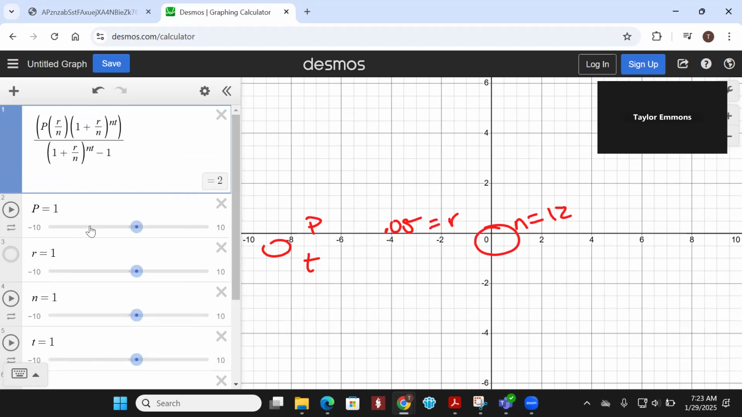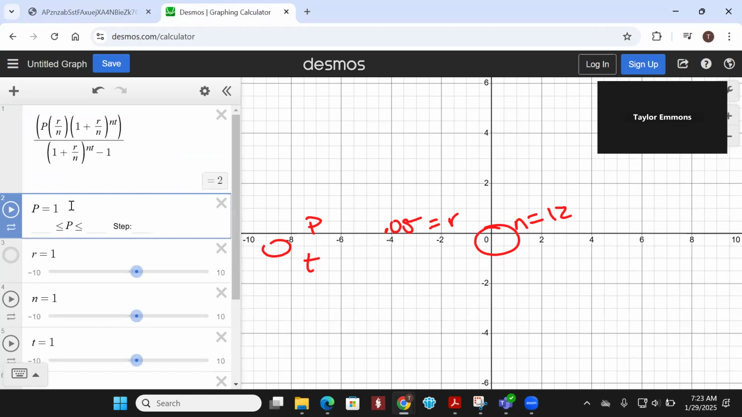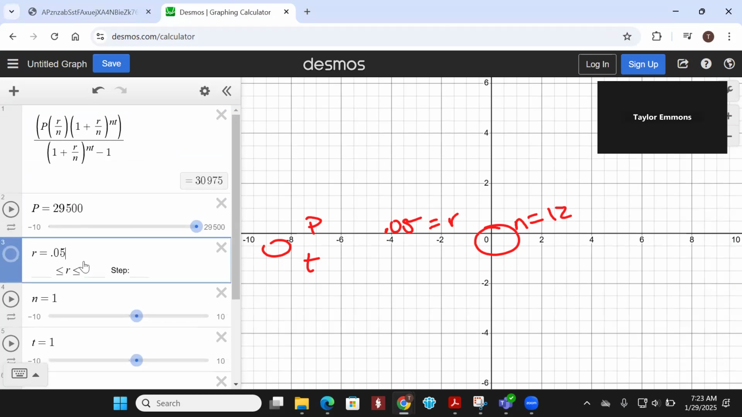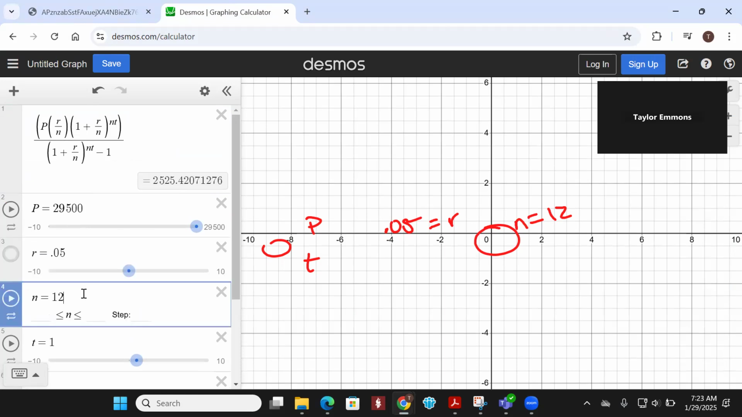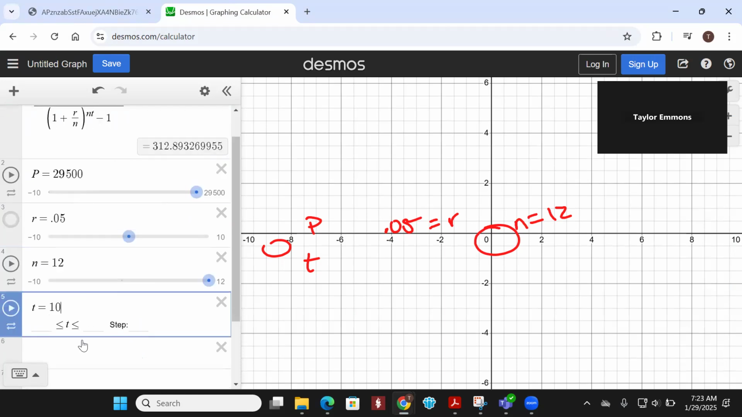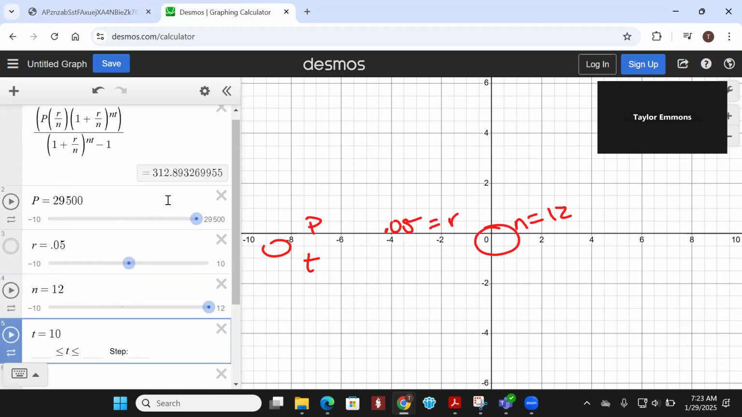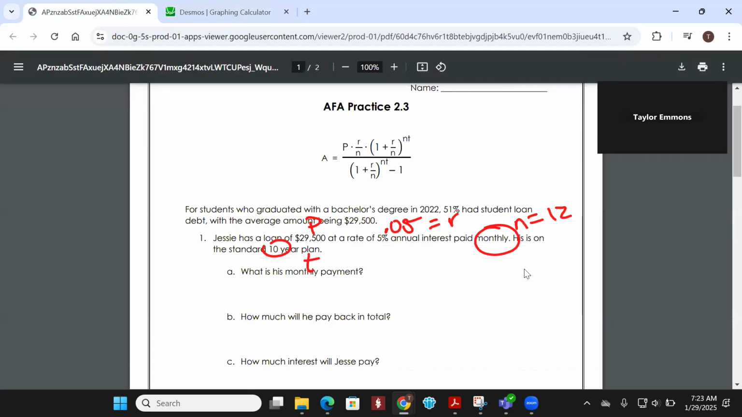Okay. And then all those numbers that we just had, we're going to put them right here. So we're going to have 29,500. We're going to have 0.05. We're going to have monthly. And then we're going to have 10 years. Okay. So what is our monthly payment? 312.89. Remember, we go to two decimal places.